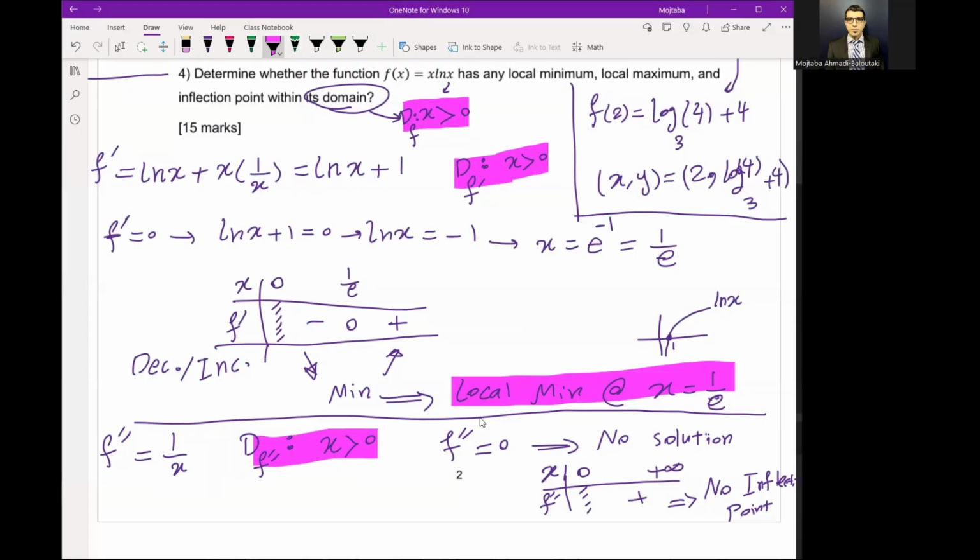In order to find any values where f double prime is 0, we don't have anything, there is no solution. And if you look at the sign of f double prime, it's always positive. So basically the curvature is always upward for the function, and because there is no change in the sign of that curvature, we don't have any inflection points.